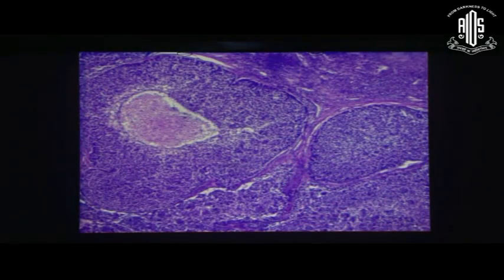Now this is how sebaceous carcinoma looks under the microscope. You have lots of these empty looking cells. Why do they appear empty? They contain lipid. And when we process it in our lab, the lipid gets dissolved in alcohol. That's why these cells appear empty.